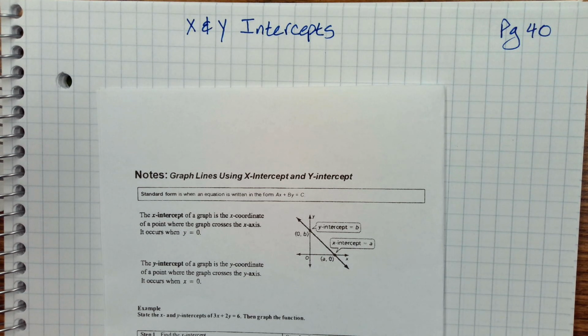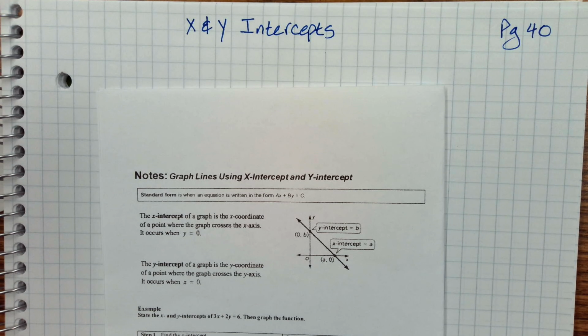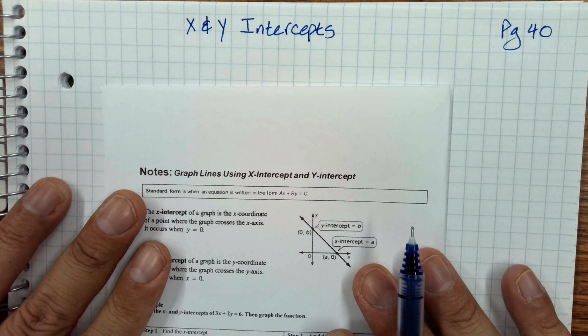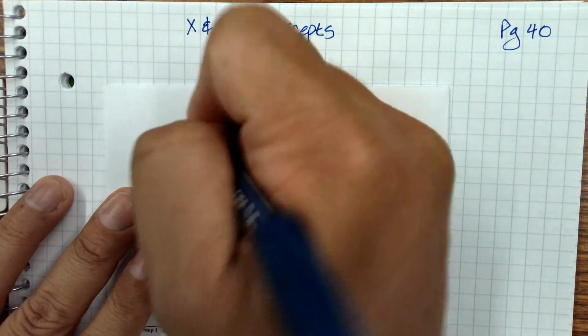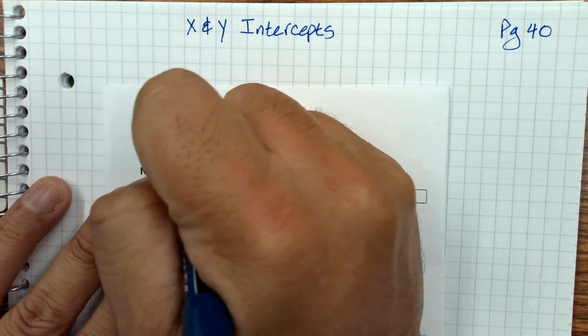So our goal is to graph linear equations. And we're going to be doing this for a while. Today we're going to spend our time learning how to find X and Y intercepts, and we're going to use those to graph a line. So this is graphing linear equations.